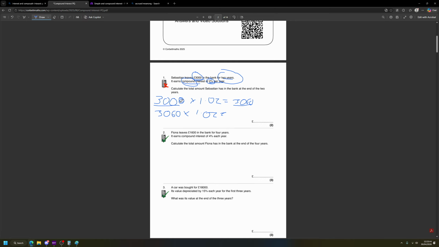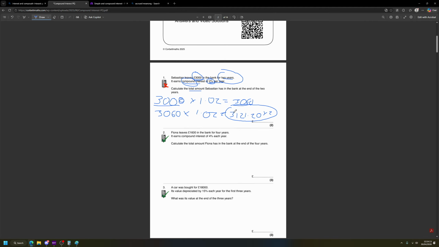50 divided by 5 is 12, divided by 10 is 1.2, yes. So the interest for the second year would be £61 and 20 pence. But we have to add it together. So now it would be 3,000, no, not that. It's £3,121 and 20 pence. And that is for year 2. And it said total amount, so that's our answer right there.